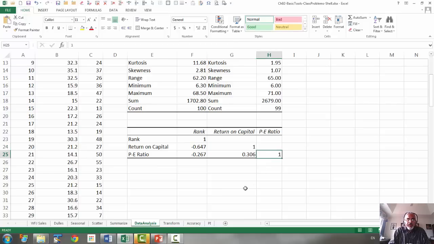Along the diagonal it is the same variable with itself, so that's why you see ones there. With rank, as the rank increases, the return on capital decreases. So we have negative correlation, and that makes sense because the higher the rank value, the smaller is the desirability of return on capital or PE ratio. Whereas the correlation between PE ratio and return on capital is positive, and that also makes sense.